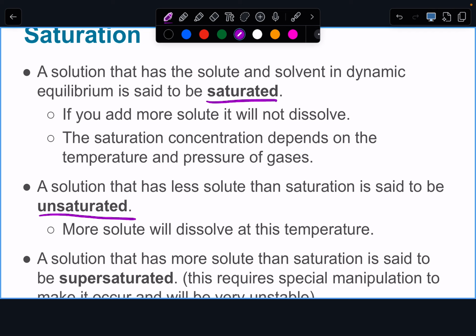So let's say maybe you can dissolve like a cup in, I don't know, a half a gallon of water. If you put that on the stove, you'll be able to dissolve 2 or 3 or even 4 cups in that same half gallon. So increasing the temperature when we're talking about solids almost always increases the amount that you can dissolve, or the solubility.